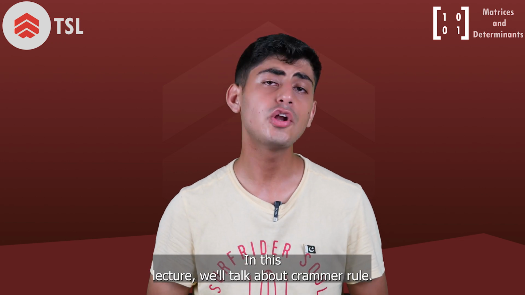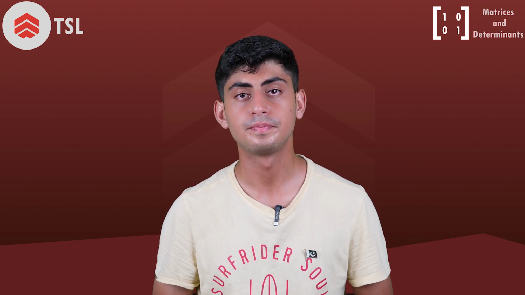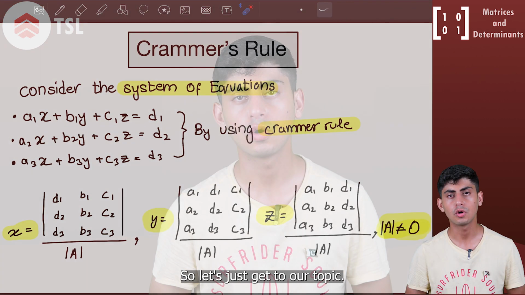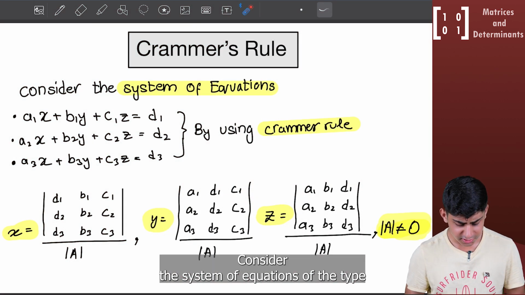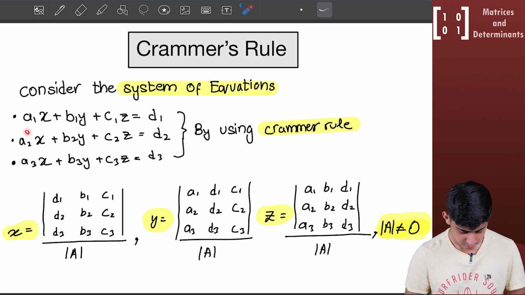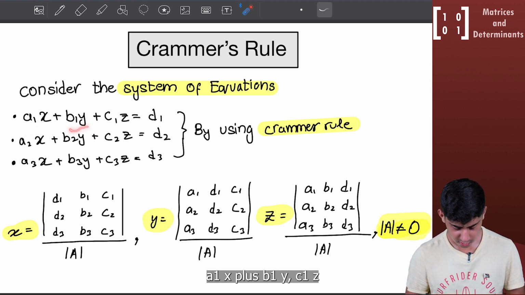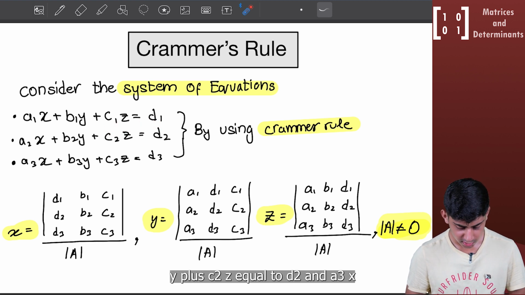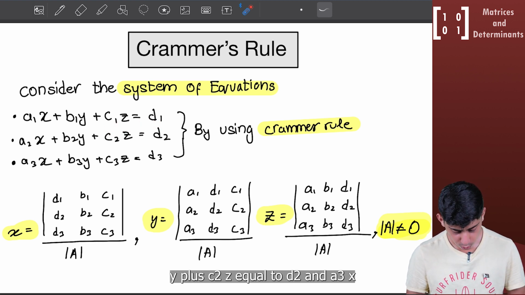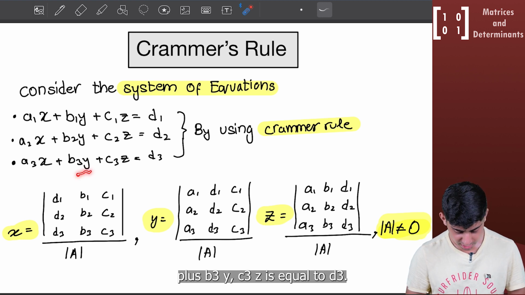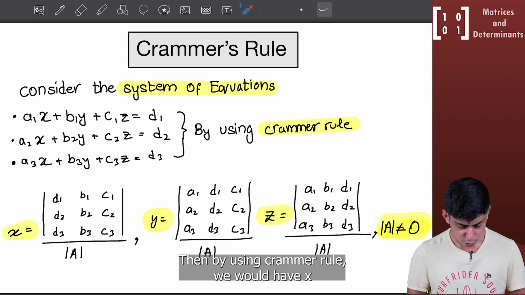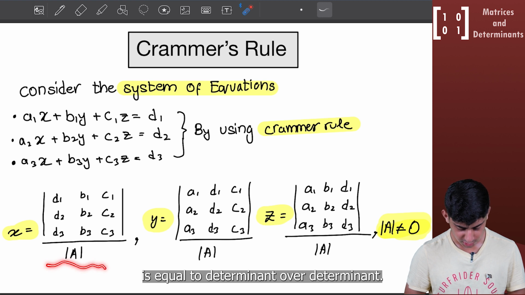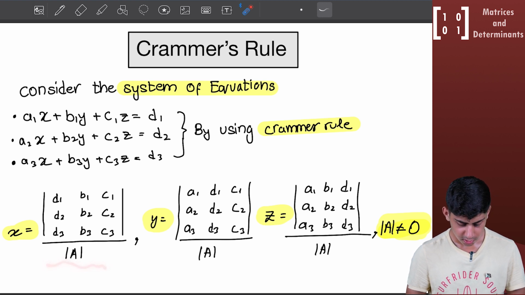In this lecture, we'll talk about Cramer's rule. So let's just get to our topic. Consider the system of equations of the type a1x + b1y + c1z = d1, a2x + b2y + c2z = d2, and a3x + b3y + c3z = d3. Then by using Cramer's rule, we would have x equal to determinant over determinant.